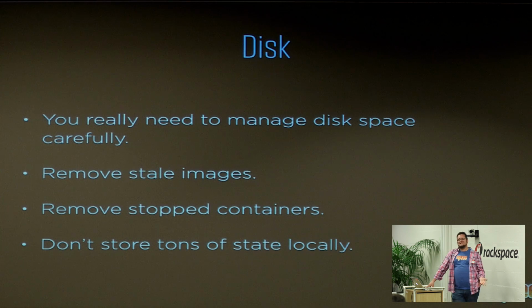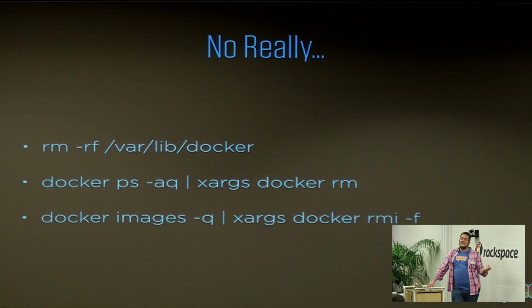So you need to manage your disk space very carefully. You need to remove stale images. You need to kill stopped containers. You need to get rid of all the layers that are there, and don't store tons of state locally. Do you have some answers for this? Because we do this constantly. On startup of your machine, rm -rf /var/lib/docker.